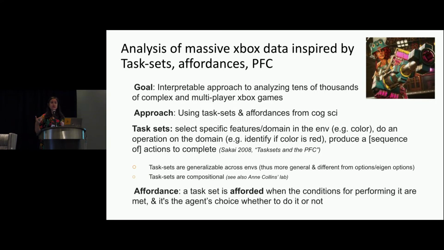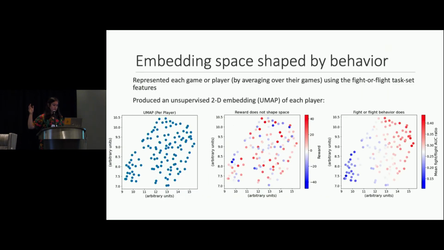So as you can imagine, in the game, multiple tasks are afforded simultaneously. What we did was we computed these affordances in analyzing tens of thousands of game data, for instance, for one character. In that case, it was Ninja. And then we looked at the probability of people choosing one task set versus another from these simultaneously afforded task sets. Then we did a UMAP, and then we said, all right, let's color this UMAP by either reward or by the ratio of the task sets that related to fighting versus running away.